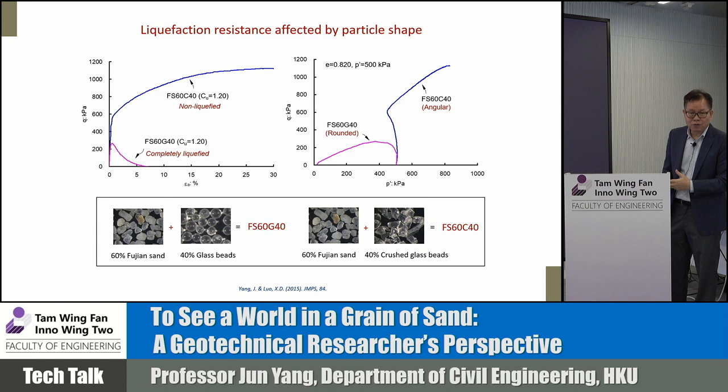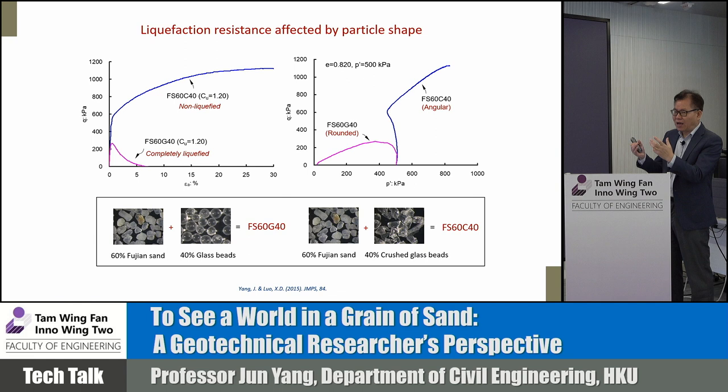Now, what about the result? Here I just present to you the selected result. One is for FS60 G40, and the other is for FS60 C40. These two specimens are under almost the same testing conditions. FS60 G40 stands for 60% Fujian sand mixed with 40% glass beads. FS60 C40 means 60% Fujian sand mixed with 40% crushed glass beads.